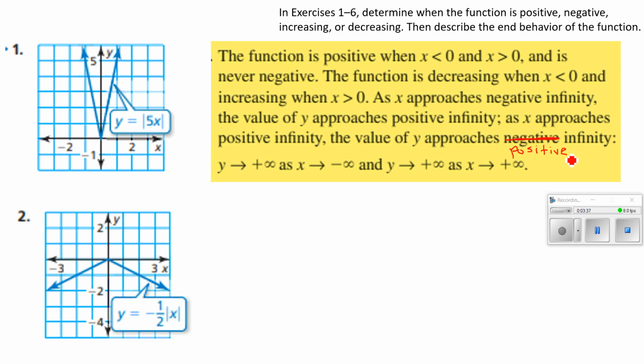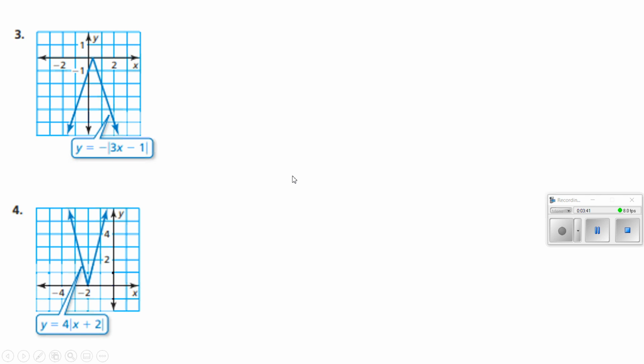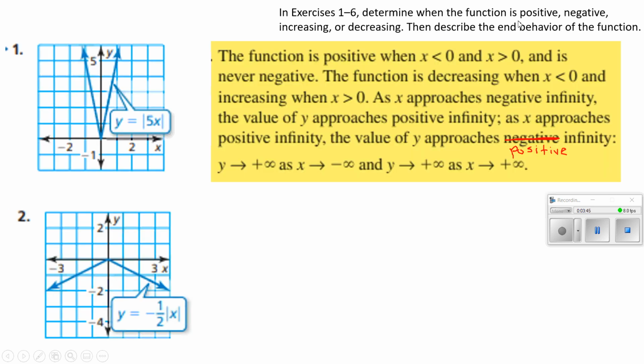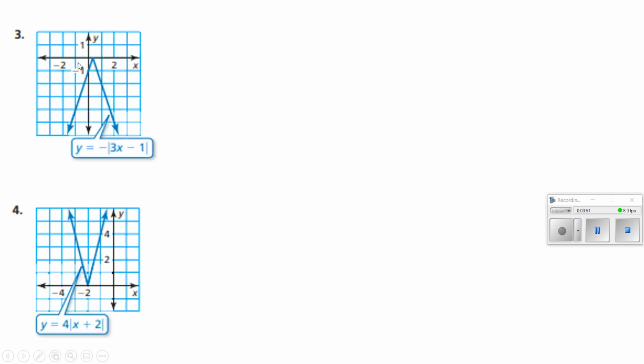Okay. Number 2 is for you to do, and I'm going to move on. We're off to number 3 now. And I guess they're asking us the same questions, right? Determine the positive, negative, increasing, decreasing, and end behavior. So the positive, let's see. Well, y is never going to be positive, right?